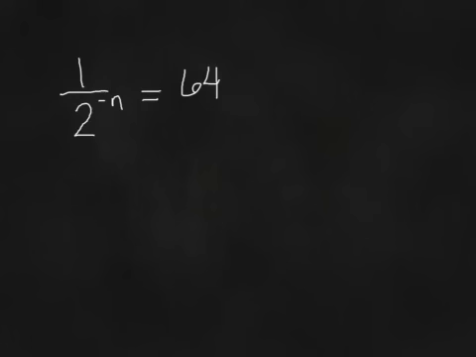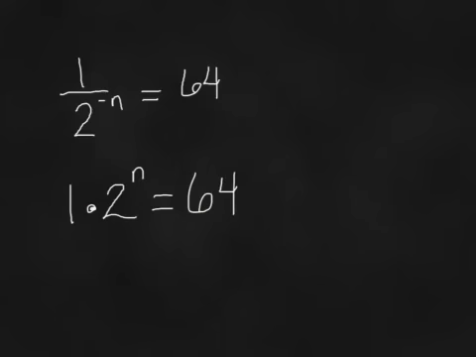Last but not least, you may be asked to solve for the exponent itself. Now remember, this exponent, since it's negative, tells me to take the inverse. So I'm going to rewrite this as 1 times 2 to the nth power equals 64. Now we have to think to ourselves, 2 raised to what power, then times 1, is going to equal 64.